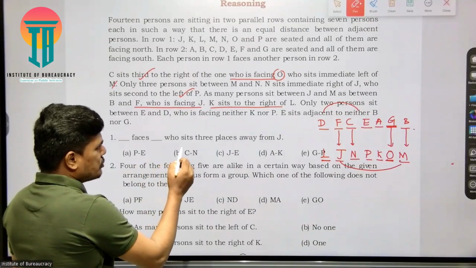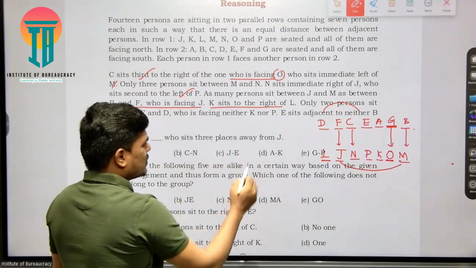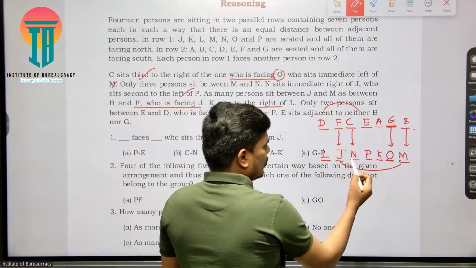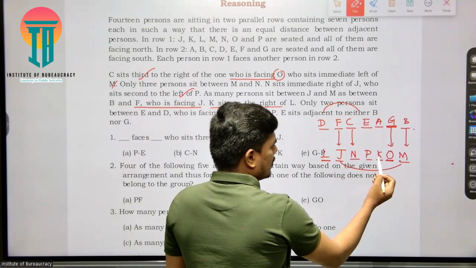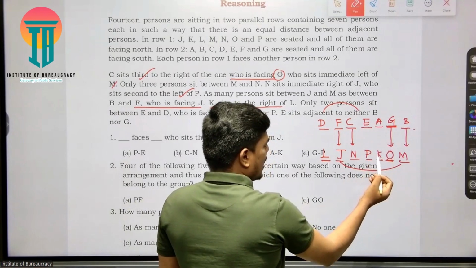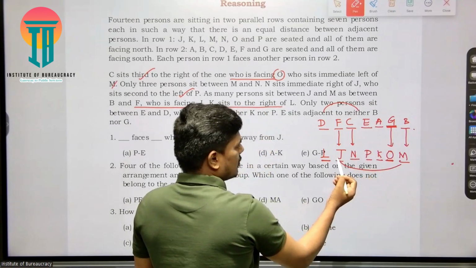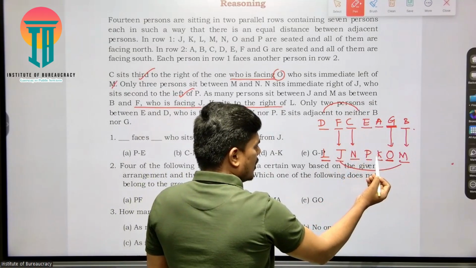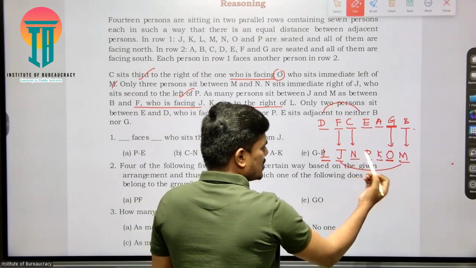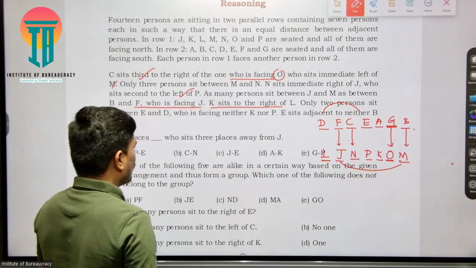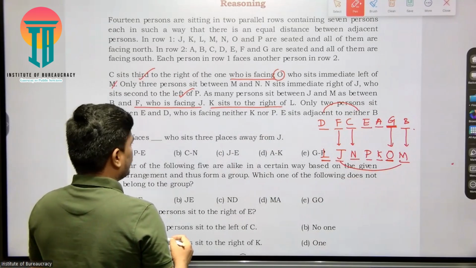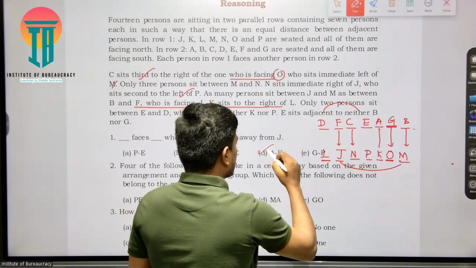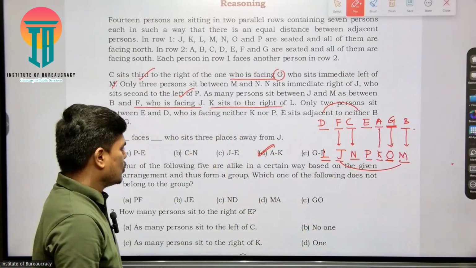Dash faces dash, who sits 3 places away from J. 3 places away from J, K. A faces K. K is 3 places away from J, right? Correct. So A faces K. Therefore, here it's going to be AK. AK is the combination. Option D is the answer for the question. Next.